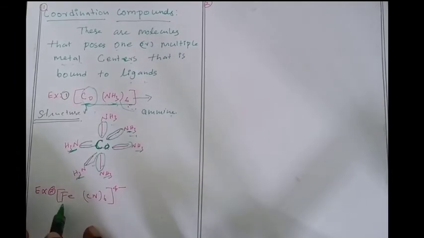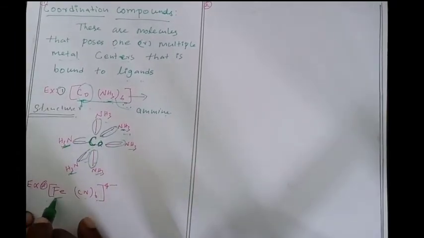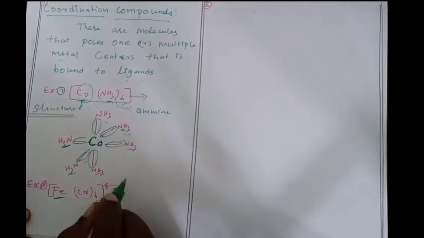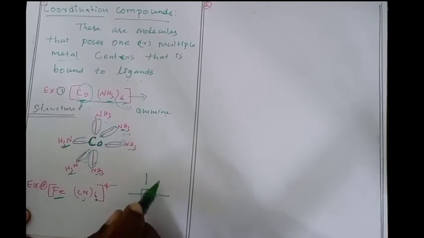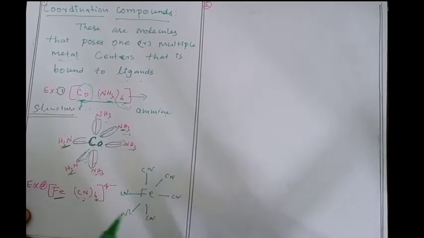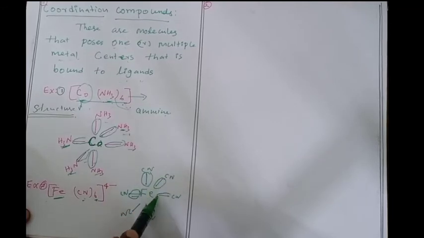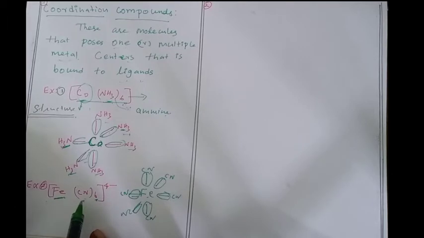So one more example, Fe(CN)6. See students, what is the central metal atom? Iron, Fe. How many cyanide ligands are present? Six. First you draw the bonds: CN, CN, CN, CN, CN, CN. That's it. This is a coordination bond. When the metal makes a bond with the ligands, this compound is called a coordination compound.